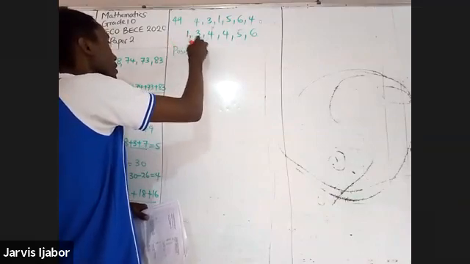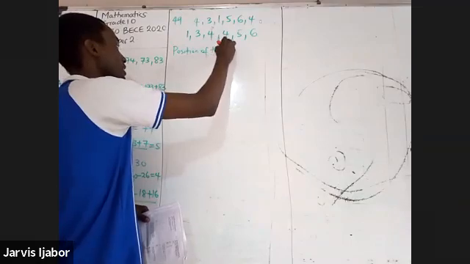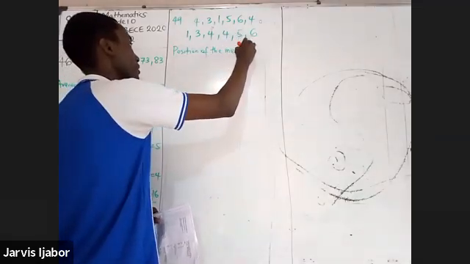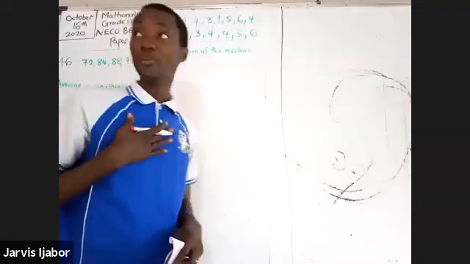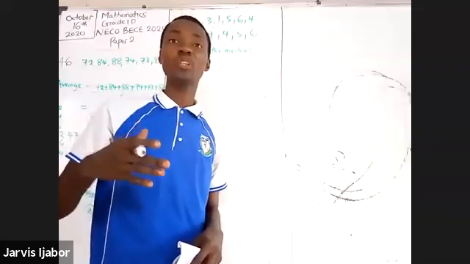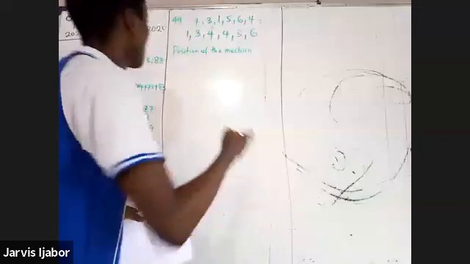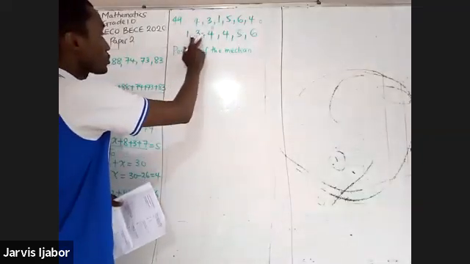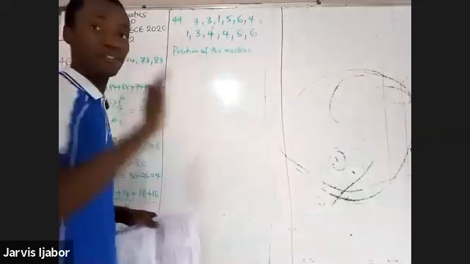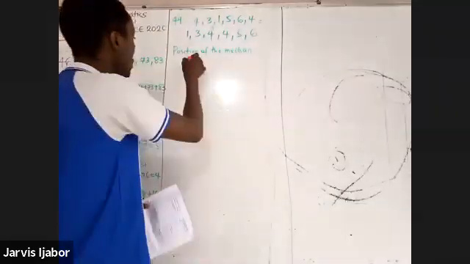We need to look at what is called the position of the median. This is the approach I use. I start by looking at the position of the median. How do you get it? You count 1, 2, 3, 4, 5, 6. You have 6 pieces of information provided.